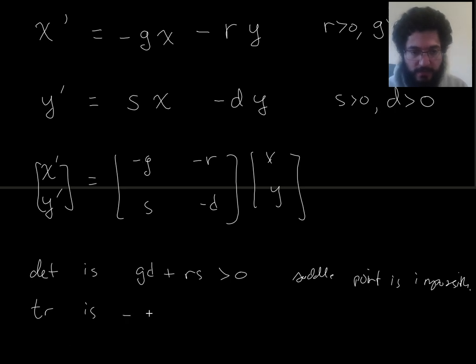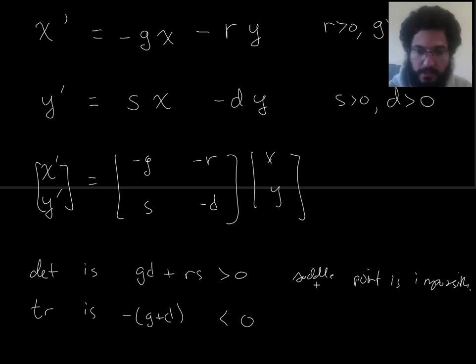That's negative g plus negative d. So negative g plus d, let's say. G plus d is positive, so the trace is negative. Okay, that's interesting. So the determinant is positive, and the trace is negative. Now, I still don't know if I'm looking at a real or complex eigenvalue situation.